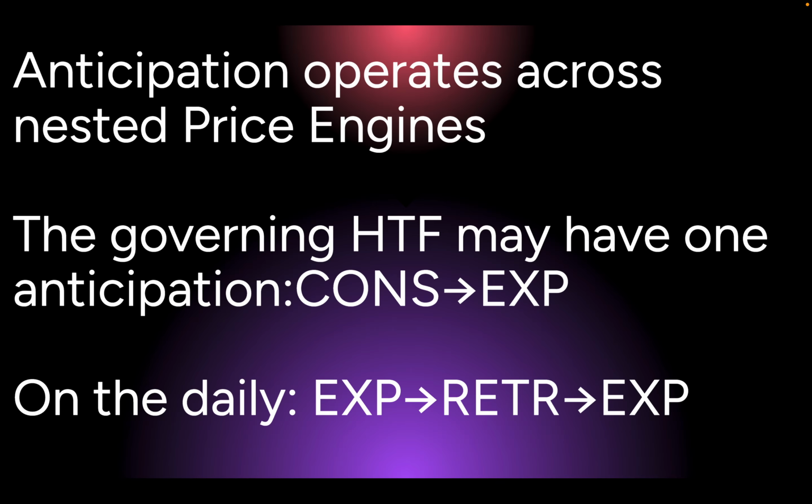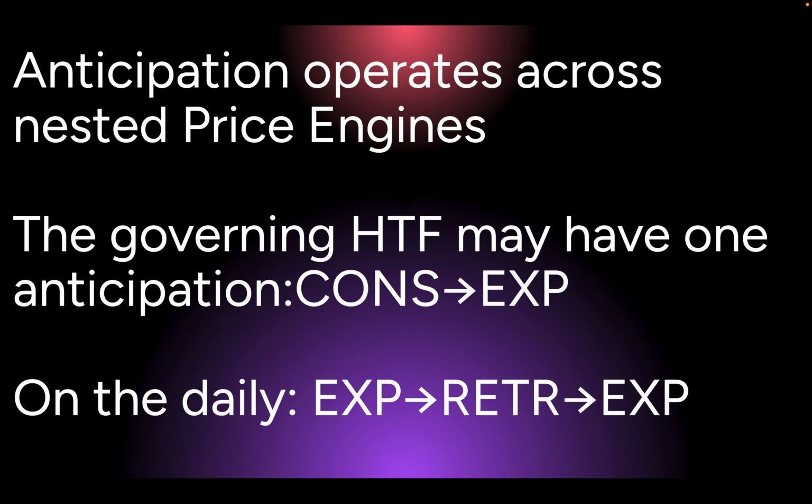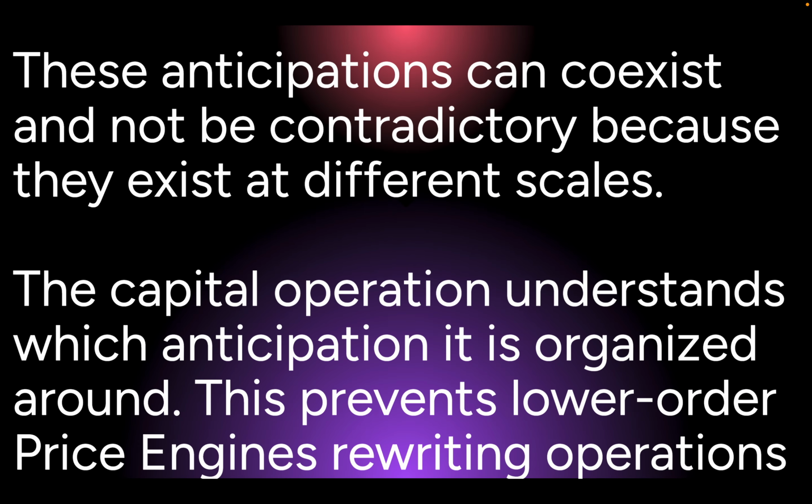We've already talked about this, right? But ultimately, in the higher time frame, we could be anticipating consolidation to expansion. On the lower time frame, we could be seeing expansion, retracement, expansion, right? All of this can coexist and even be against each other directionally, even though this specific example was not, right? This was directionally correlated, if you will. These anticipations can coexist and not be contradictory simply because they exist at different scales or different time frames within the price engine.